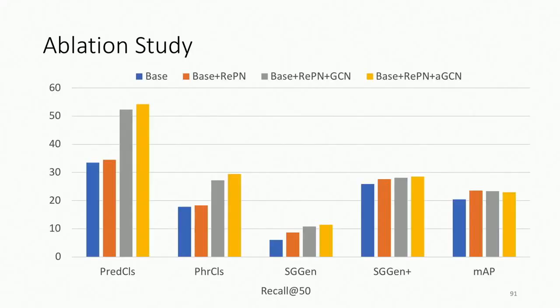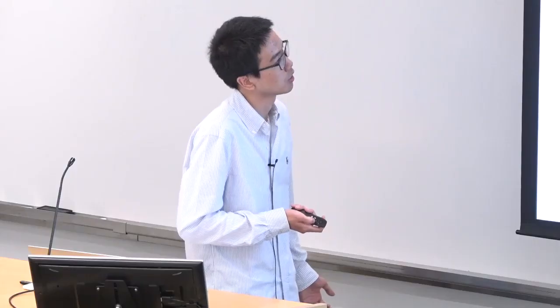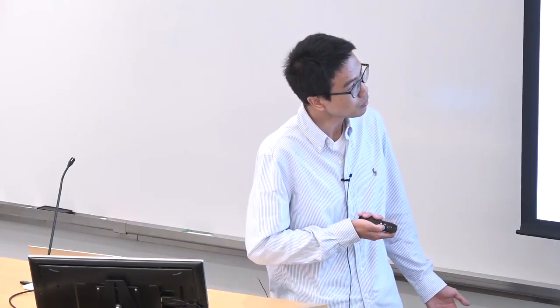And we also did some ablation study. It's very straightforward to see that our model, by adding the relation proposal network, improved the last 3 metrics mostly. And by adding the attention GCN, it improved the first 2 metrics mostly.